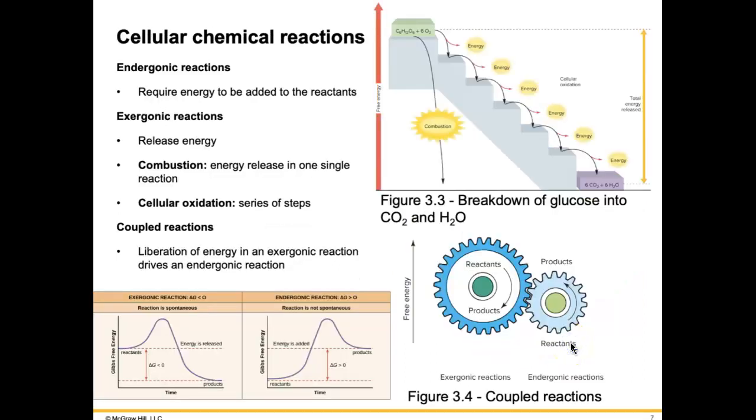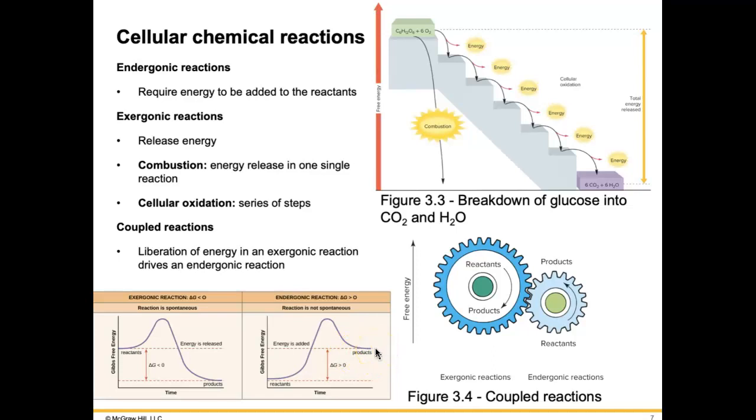Now let's move into cellular chemical reactions. We have two ways of classifying these reactions. We'll start with our endergonic reactions that are going to require energy to be added to the reactants. So if we look at this graph down here, we can see that our free energy is very low for our reactants, and we are going to have to increase and add energy to these reactants so that the reaction can move forward. So this is not a spontaneous type of reaction. Again, energy is added in order to reach the other side of the reaction and have our products develop.